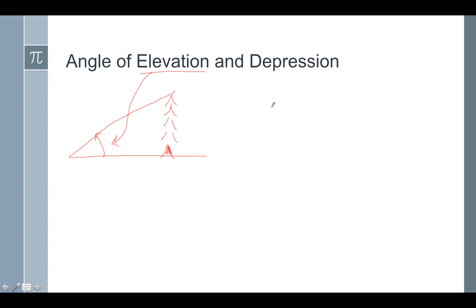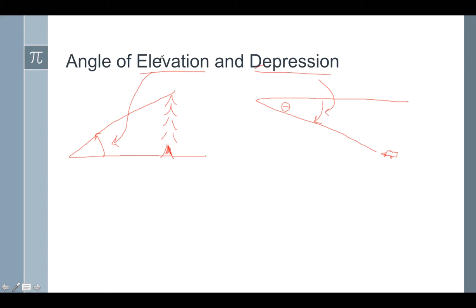Or in the other fashion, if you are on top of something and you are looking down at, let's say, a car. That's a really good-looking car. And you're looking down. The angle that you measured in this direction is the angle of depression. So you are looking downwards towards something from horizontal. That's measured as the angle of depression.